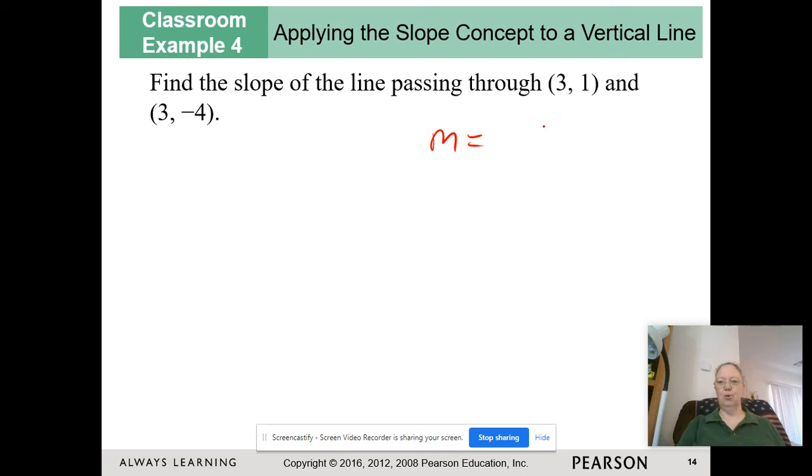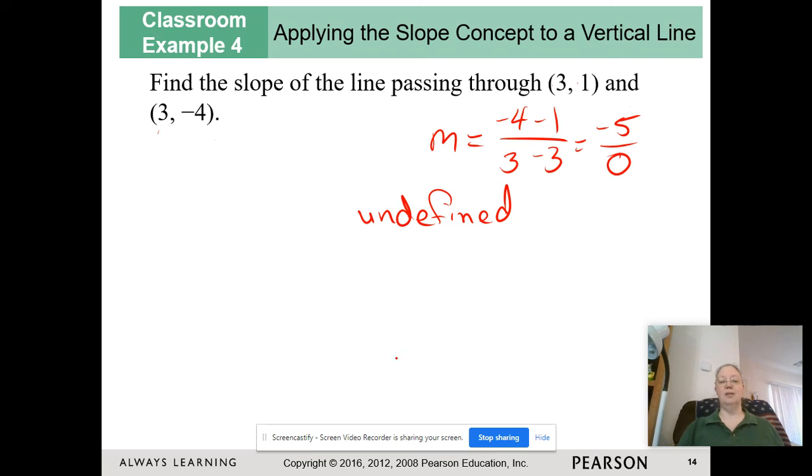Slope here, we're going to take our second y value, negative 4, subtract 1, 3, subtract 3. Notice this time we have a 0 in the denominator. What this is saying is take negative 5 and divide it by 0. Well, you guys know that you cannot divide a number by 0. It doesn't make sense. Mathematically, you cannot divide by 0. So what we would say is the slope is undefined.